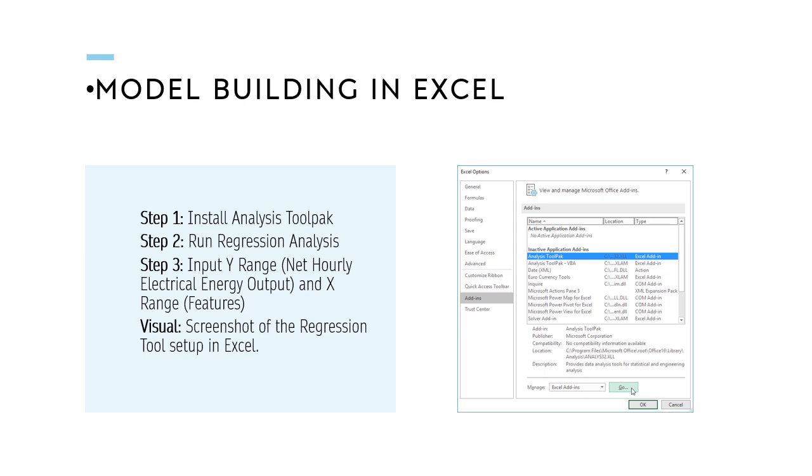So to build the model, we installed the analysis tool pack in Excel. The next step was to run the regression analysis. We input the Y range, which consisted of the net hourly electrical energy output, and the X range, which included the selected features. The regression tool helped us evaluate the relationship between these variables and output a regression model.